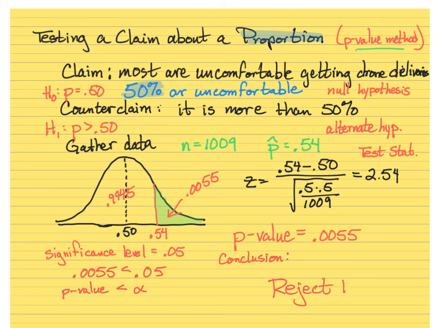Why? Because the probability of getting the result we did, if their claim is correct, is tiny, 0.0055. And how tiny is it? Well, it only has to be less than 0.05, our significance level, for us to reject. So our conclusion here is we reject, or in other words, we're calling BS on their claim. We've found evidence that their claim is wrong.